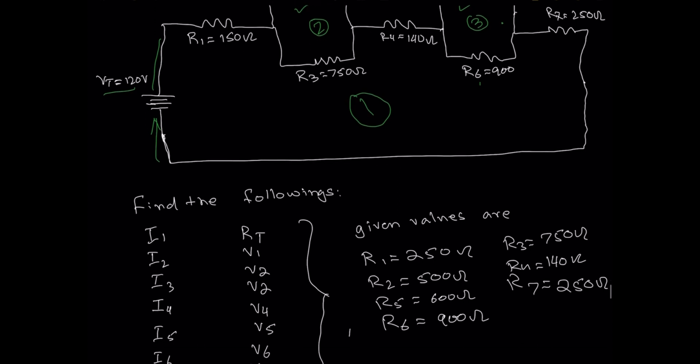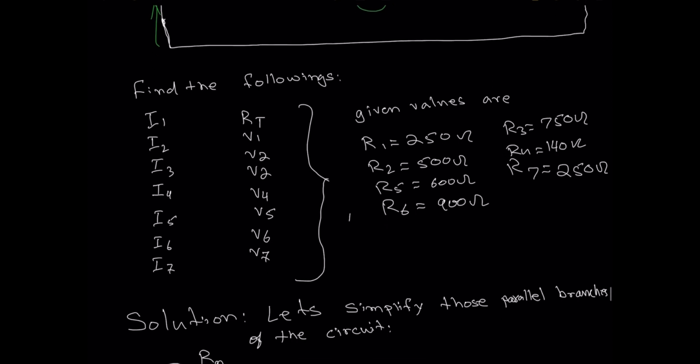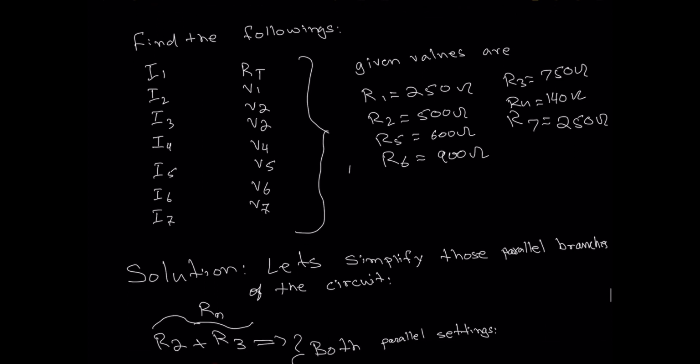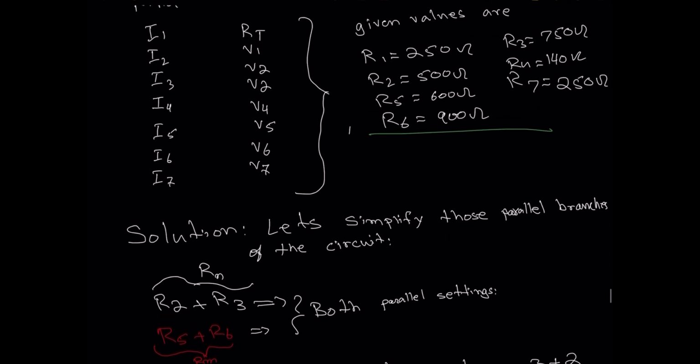So what is asked here, what to find? It is asked to find the current in each resistor and the voltage in each resistor and total resistance, and that's how we start up. And these are given values right here.